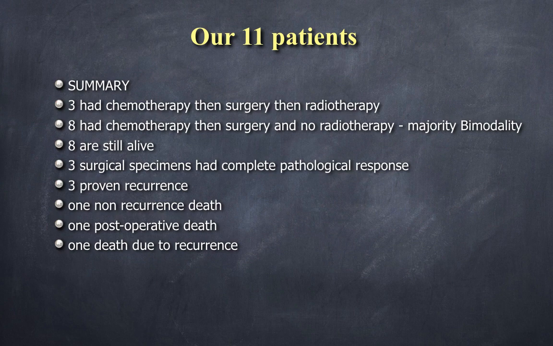So 8 are still alive, which is really good. 3, interestingly, had T0s, complete pathological response. I mean, they may have had some individual cells that had cancer because they don't look at every cell in the path lab, but that's interesting. 3 recurrences, which out of 11 isn't bad. And we had one death in each category: a non-recurrence, a recurrence, and a death from intraoperative.